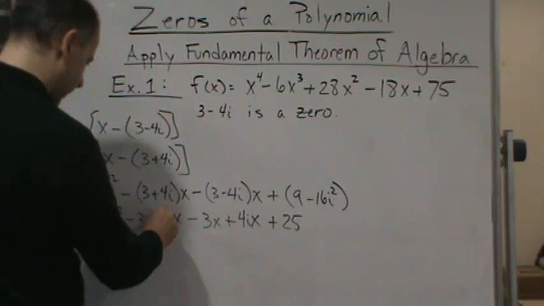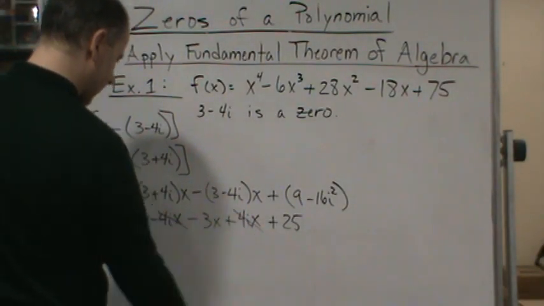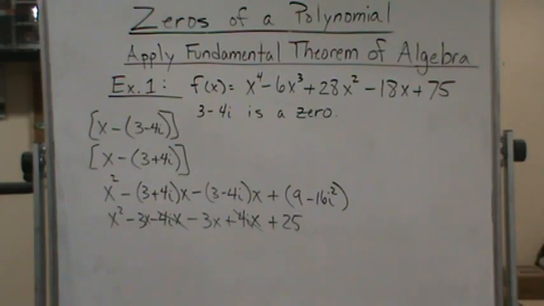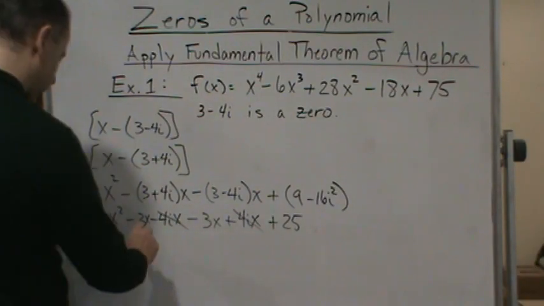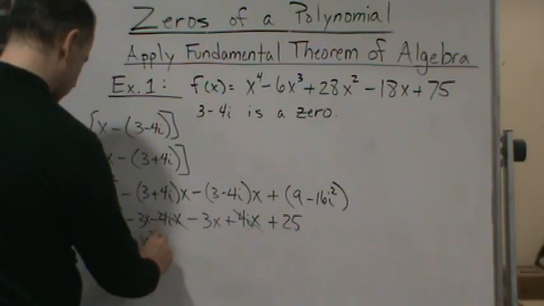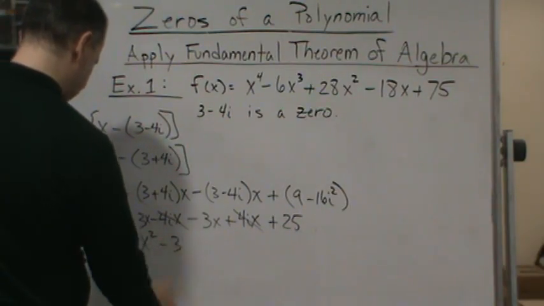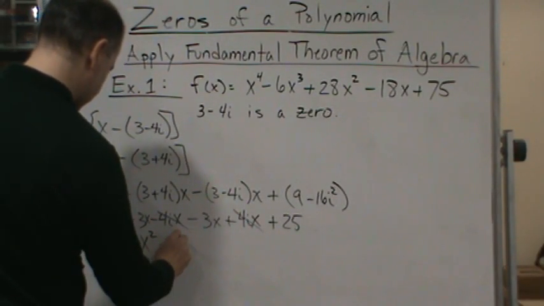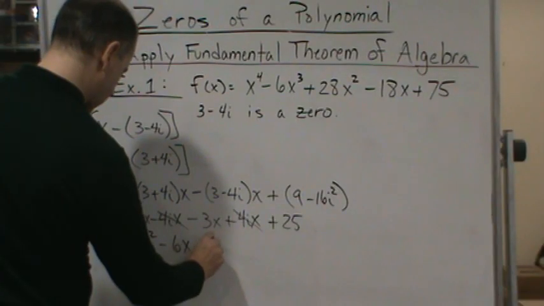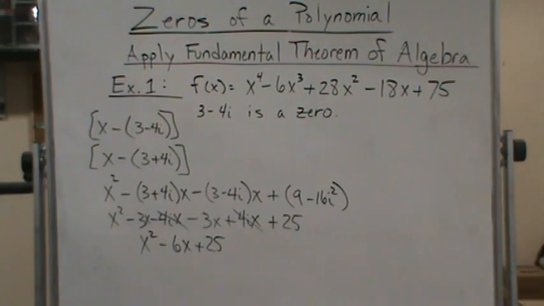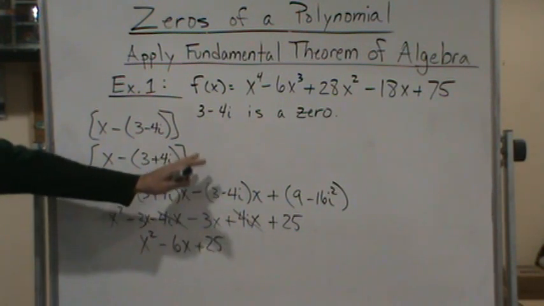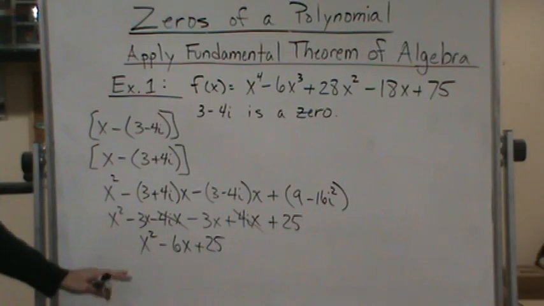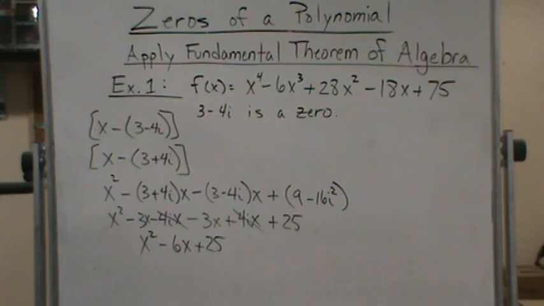Okay, now notice how, like I said, the imaginary numbers are going to cancel out. And what do we end up with? We end up with this quadratic: x squared minus 6x plus 25. Okay, now why did I go through that trouble to do that? Well, because now I can use my synthetic division and divide this out.